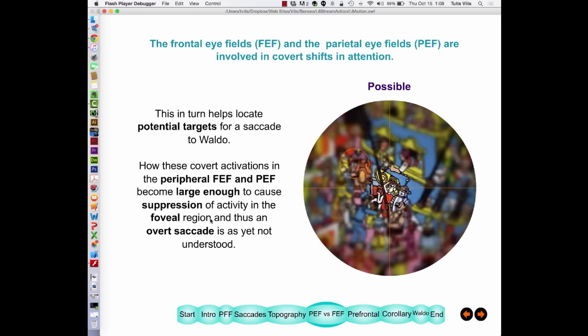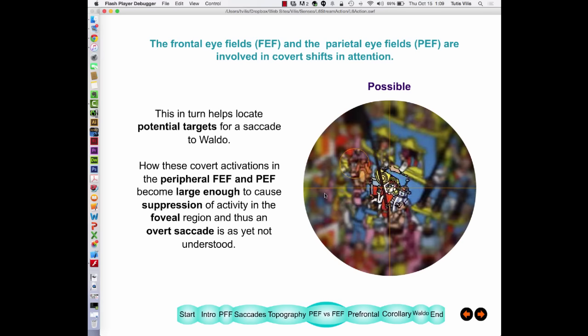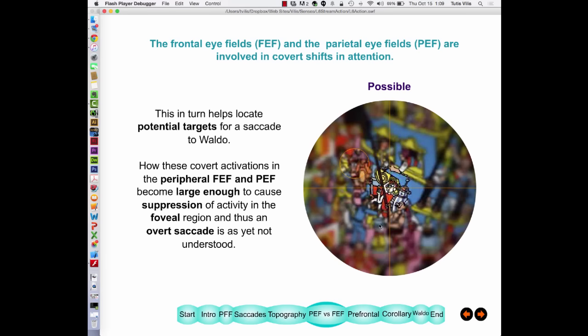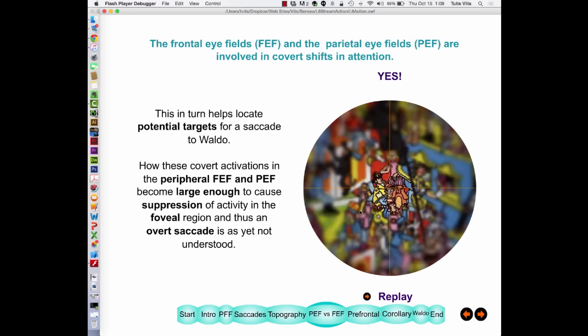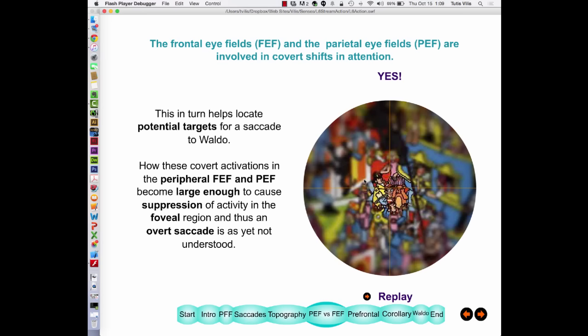Remember, for the overt shifts of attention, you have to maintain activity in the foveal region in the frontal eye fields. But at the same time, activity does happen in the peripheral areas of the frontal eye fields that don't initiate saccades, so that did initiate the covert shifts of attention, but yet they don't generate a saccade.